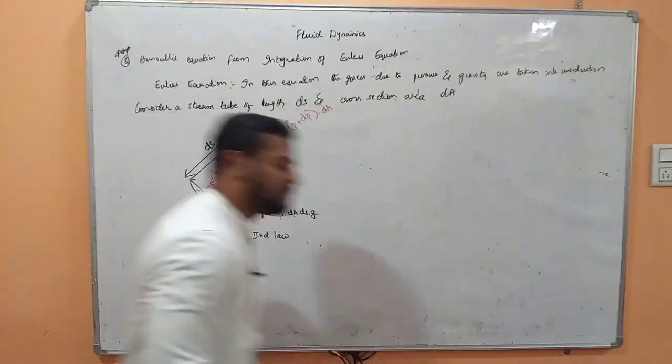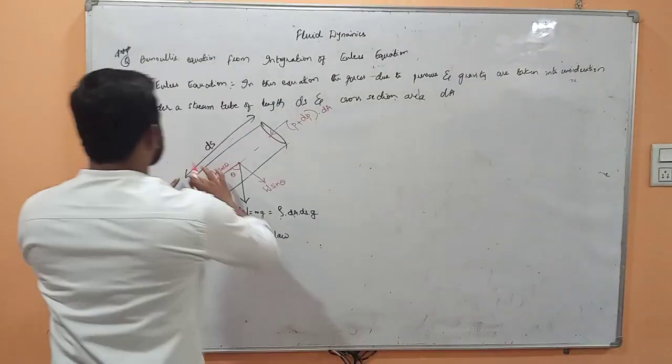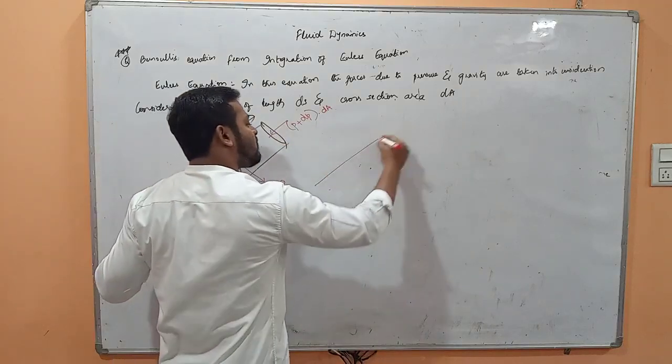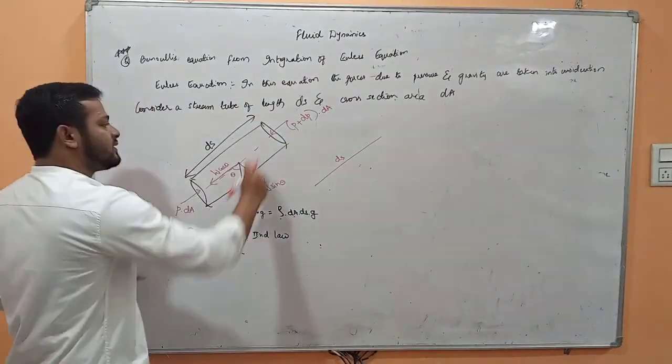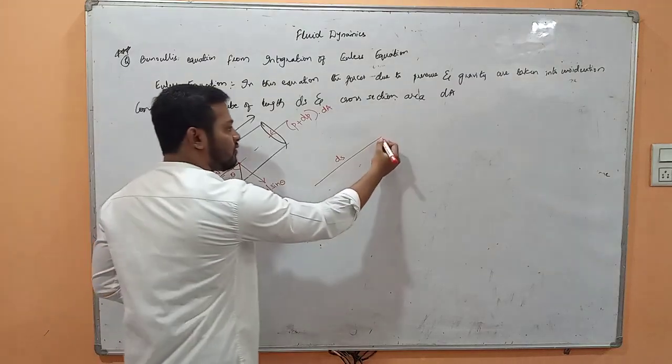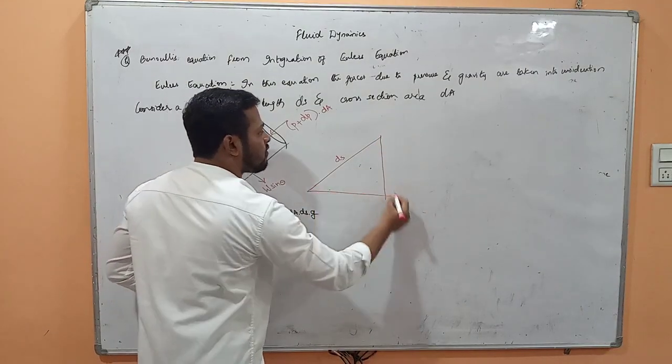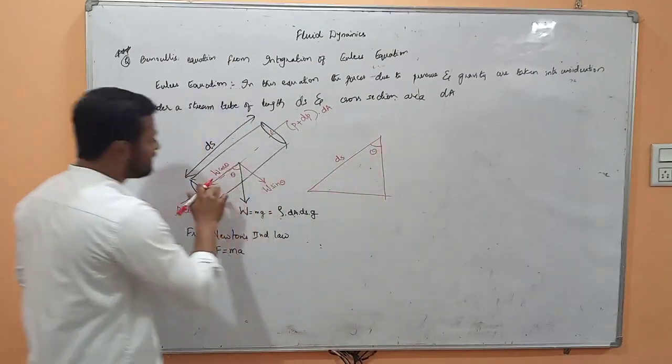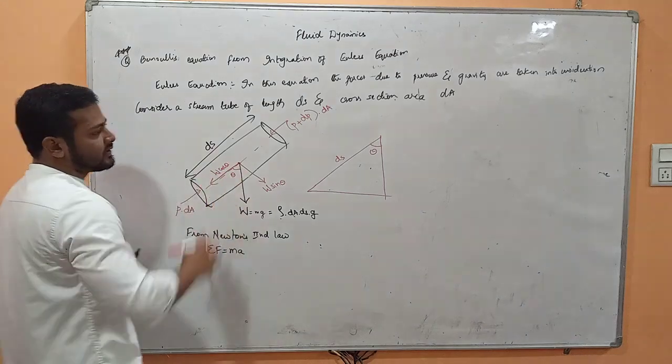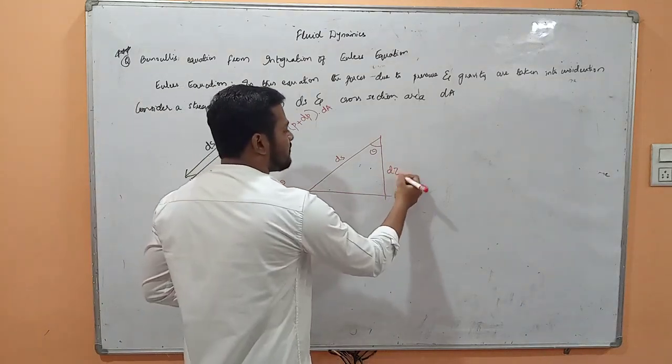Next, one more thing. If you see, this length is ds and this height is dz from the ground. So the angle between them is theta. So ds and dz. So the angle between them is theta. Okay.